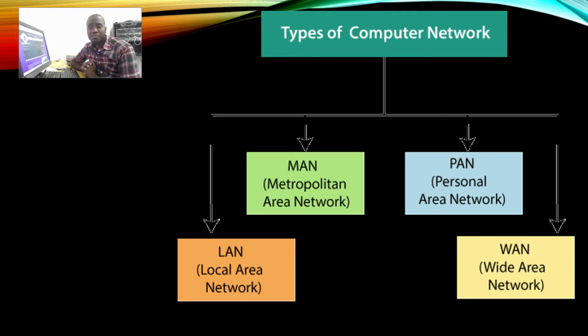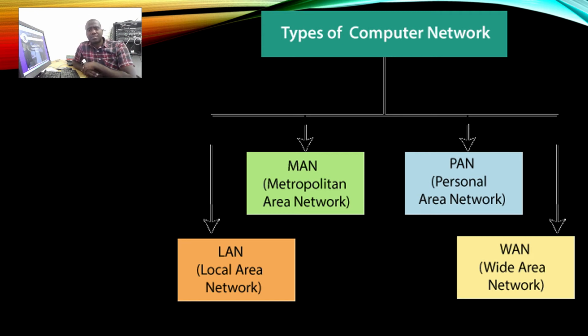And then when you talk of MAN, it's about size. It can range from city to city. And then WAN is international. There is no limit. That is where we see our internet. And then PAN, it's a personal area network, which covers only within a person.